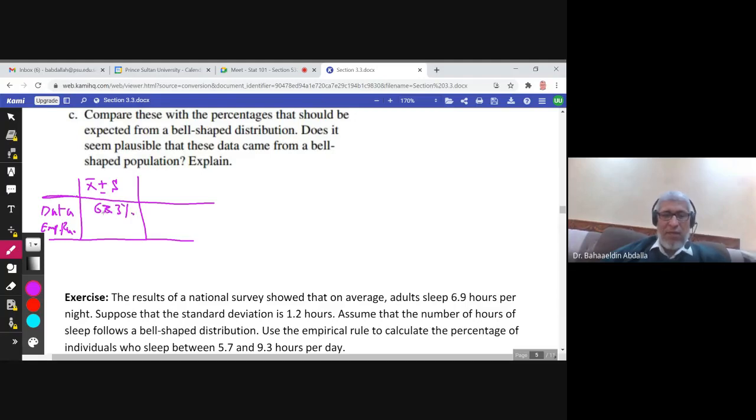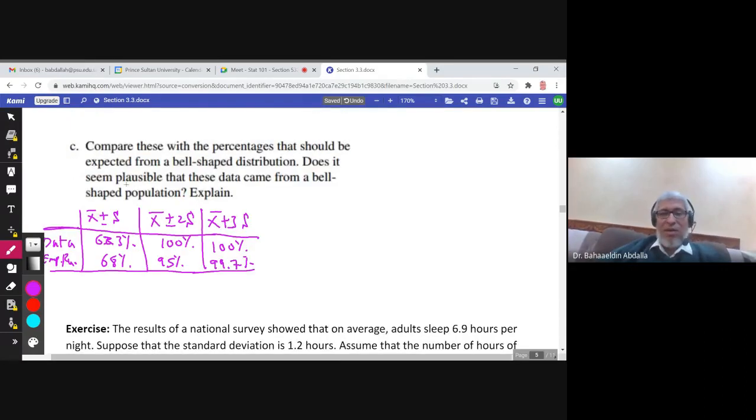The data has 63.3%. Here he says approximately 68%. In the second interval, here we have 100%. Here the empirical rule said 95%. And the third interval, we have 100% actual. The actual data has 100%. Here we have 99.7%. These are the differences.